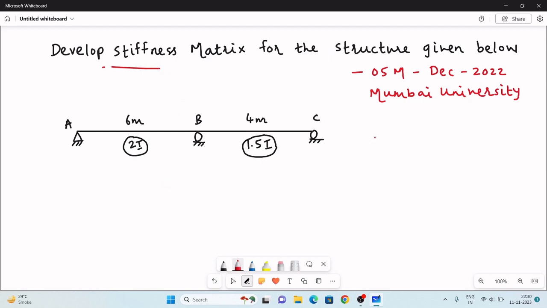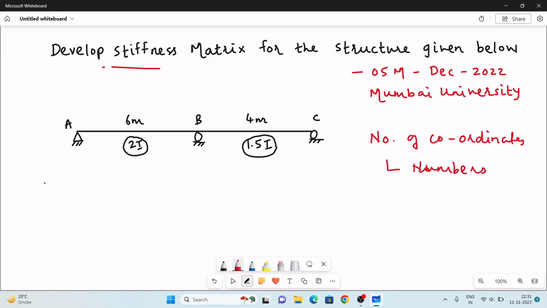So first what we have to do, we have to find how many coordinates there will be in this particular structure, and also we have to number the coordinates. After getting how many coordinates there will be in the structure, then we have to number the coordinates. So how to find the number of coordinates?